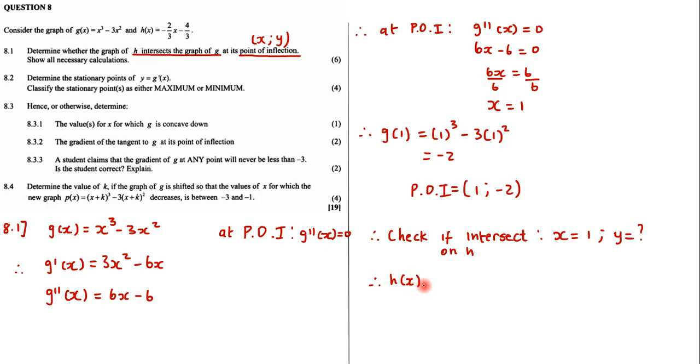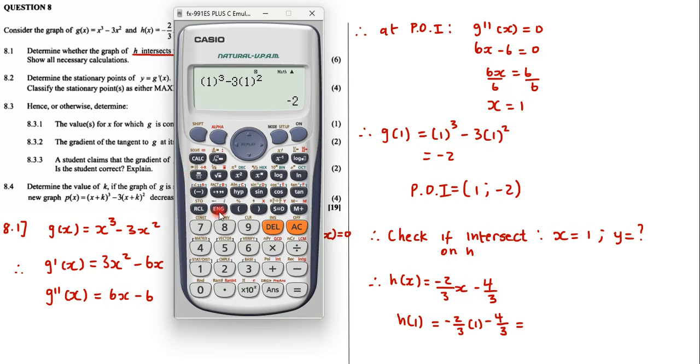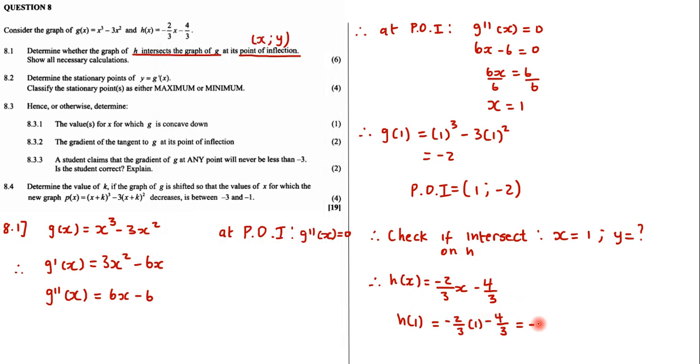So our h of x is minus 2 over 3 x minus 4 over 3. Now by substituting the value, we'll get minus 2 over 3 into 1 minus 4 over 3. Alright, so now let's press this into our calculator. So minus 2 over 3 into 1 minus 4 over 3, and this means here we're getting minus 2.